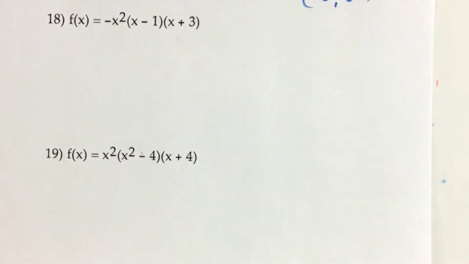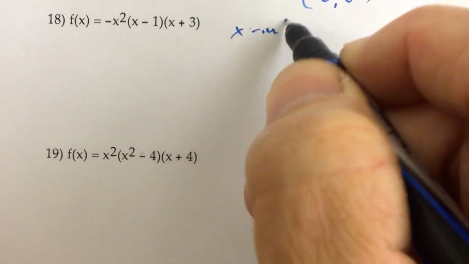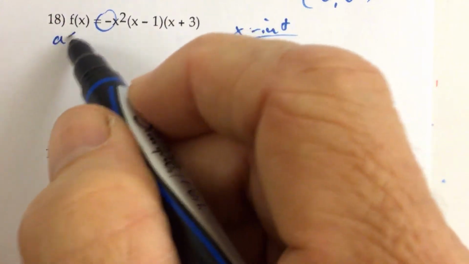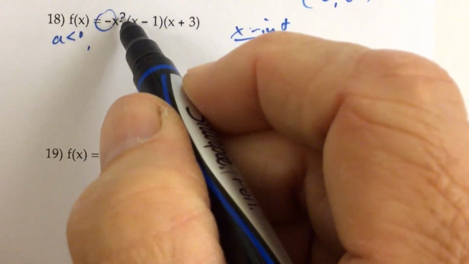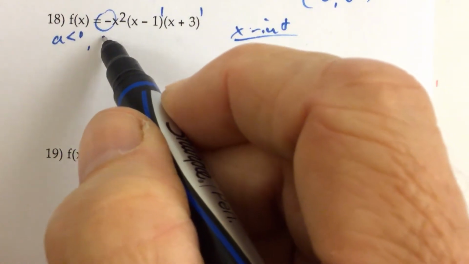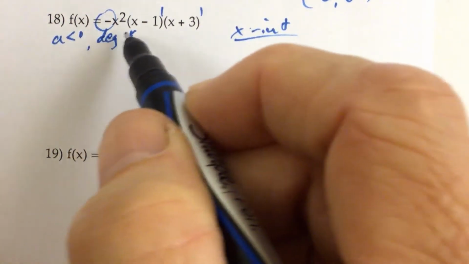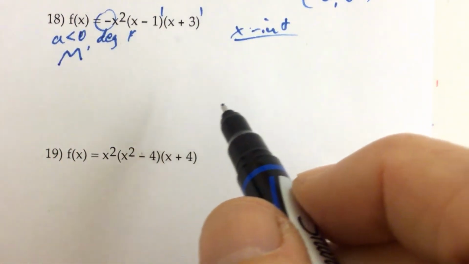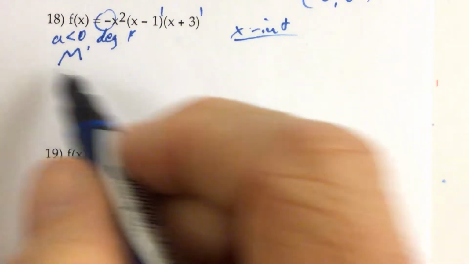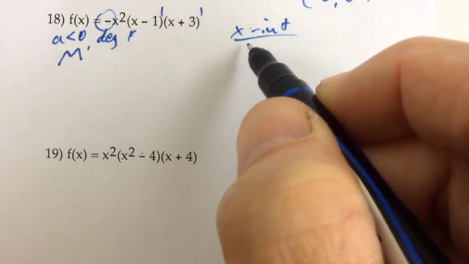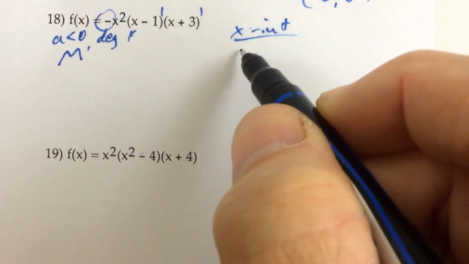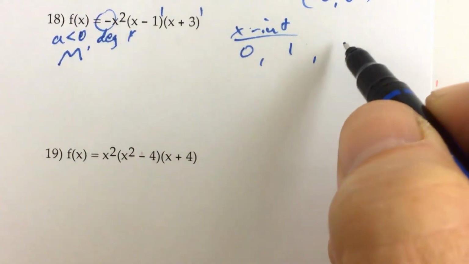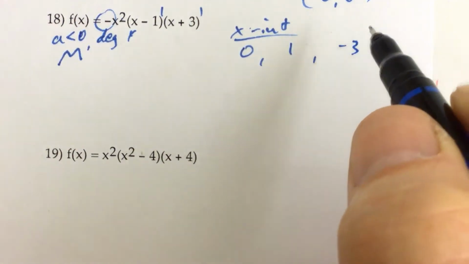So number 18, the x-intercepts are, well, I normally do the end behavior first. So a is negative, and then the degree here would be 2 plus 1 plus 1 is 4. The degree is 4, and the a is negative, so the graph would open down on both sides, and the ends of the graph move in the same direction. The x-intercepts, set each factor equal to 0. X equals 0, or x squared equals 0, you get x equals 0. X minus 1 gives us an x-intercept of 1. X plus 3 as a factor gives us an x-intercept of negative 3.